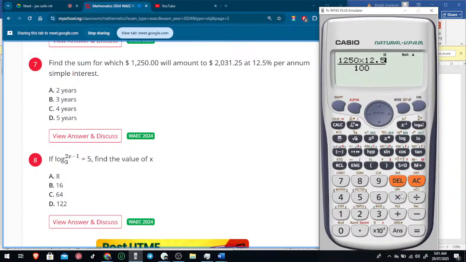Oh, the calculator is freezing. Oh, it's really my calculator.